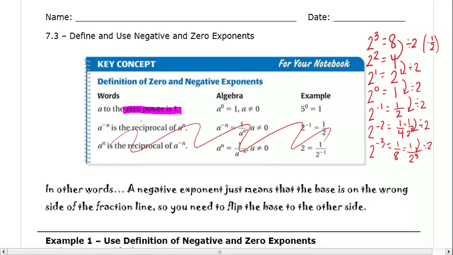So recap once again, anything to the power of 0 is 1. A negative exponent just means we're going to put it on the other side of the fraction and make it a positive exponent.